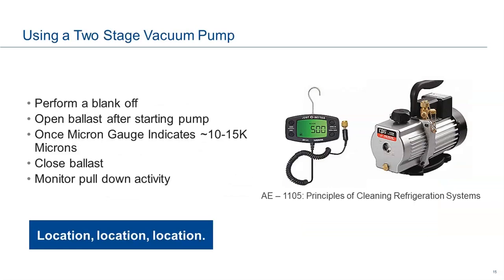A couple things about vacuum pumps. It states using a 2-stage pump. I think for the most part, everything out there today is 2-stage, so let's just assume it is. We want to perform a blank off. A blank off is nothing more than a fancy way of saying you're going to hook your Micron gauge directly up to your vacuum pump and pull it down to 500 microns to prove that your vacuum pump will pull down to that. Emerson's going to ask you to pull down to 500 microns or less, okay?